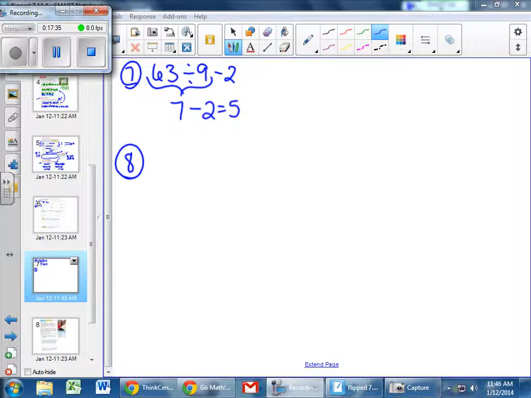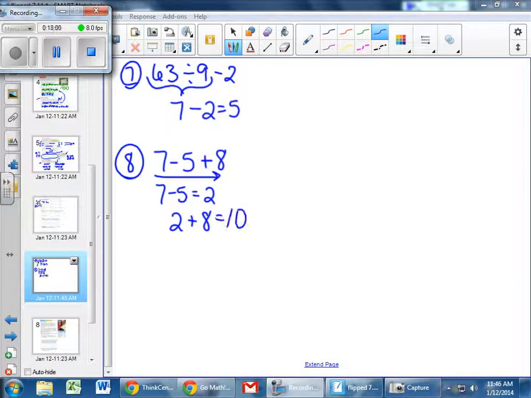Number 8 is 7 minus 5 plus 8. We have addition and subtraction in the same problem. So what was it that it said we had to do? We have to work from left to right. So we're going to do 7 minus 5 equals 2. And then you have 2 plus 8, which equals 10.